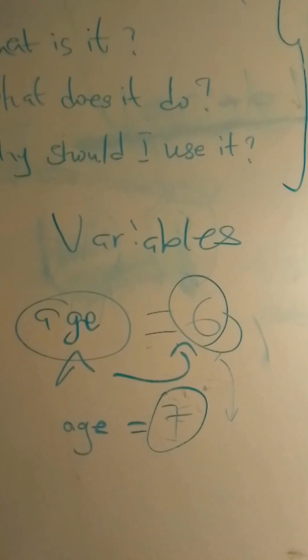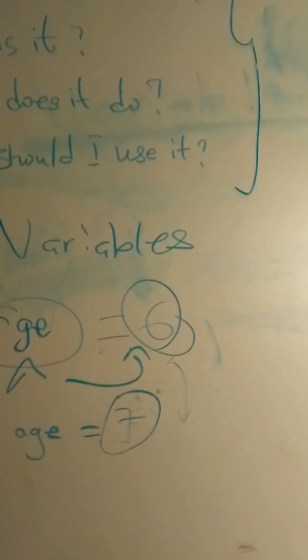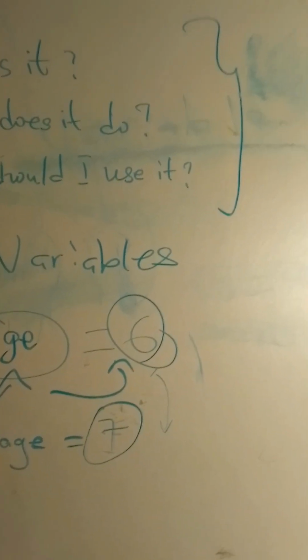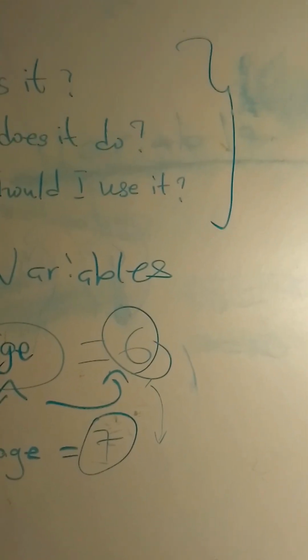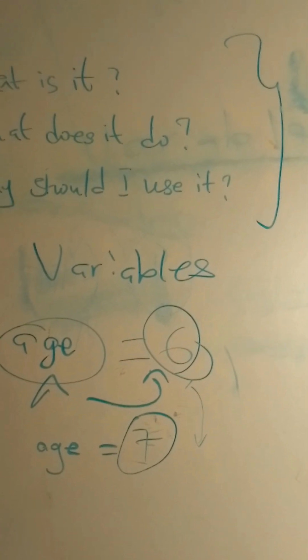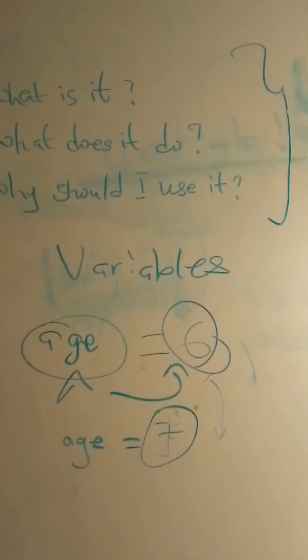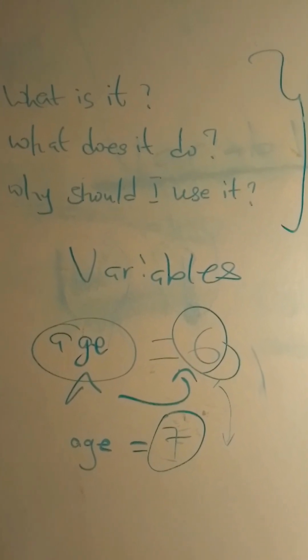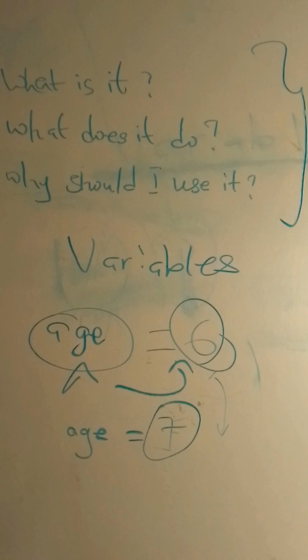Somebody may ask this question: why should I even use a variable if I can just type the data straight to the computer for the computer to manipulate it? You see, if you are writing a very small program, a very small code, it's very easy to remember almost everything and just use it like how you want it.